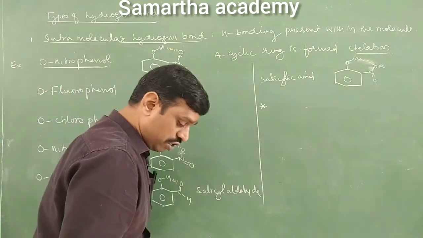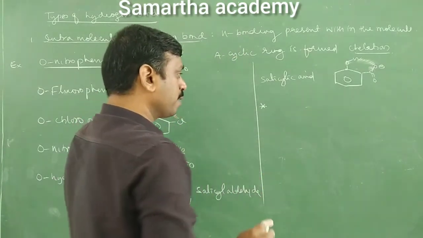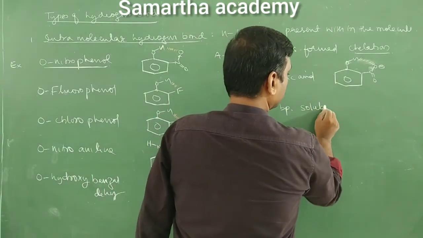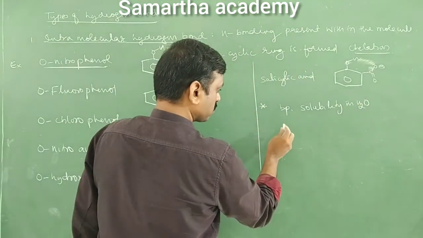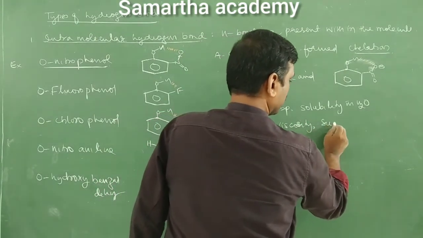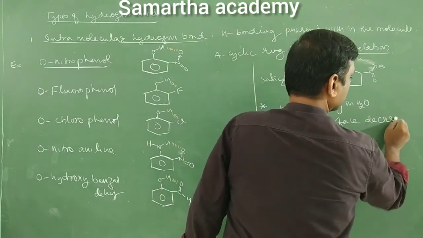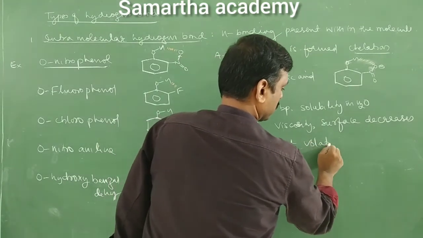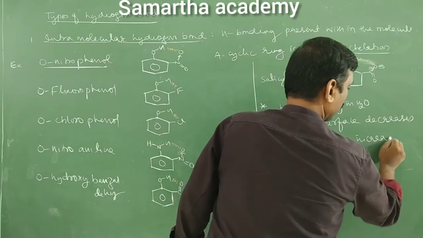So due to intramolecular hydrogen bonding, boiling point, solubility in water, viscosity, surface tension decrease, but volatility only increases.